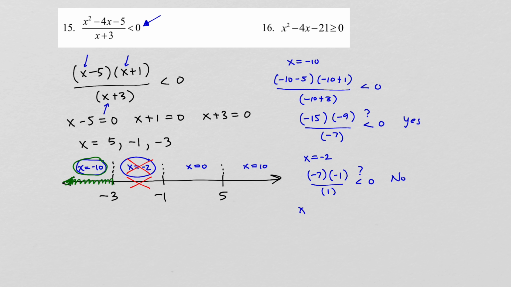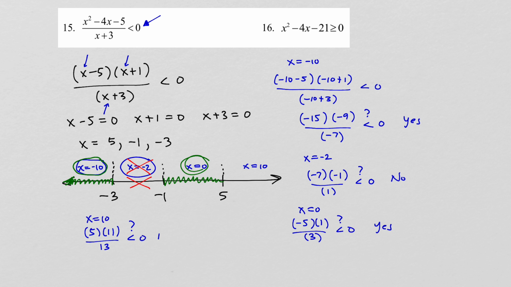Next, let's do that for x equals 0. When you plug in 0, you get -5 times 1 divided by 3. Is that less than 0? Yes, it is, for the same reasons I've talked about. So that means that this interval is a solution. And finally, when you plug in x equals 10, you are going to get 5 times 11 divided by 13. Is that less than 0? The answer is no. So this is not a solution.